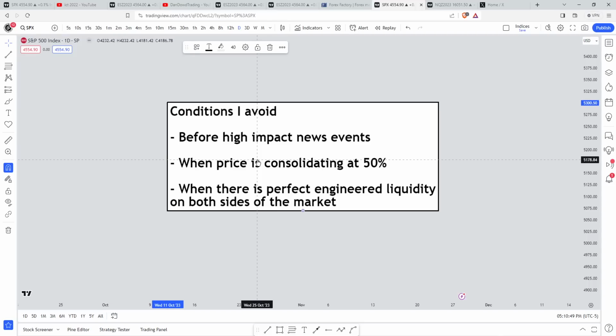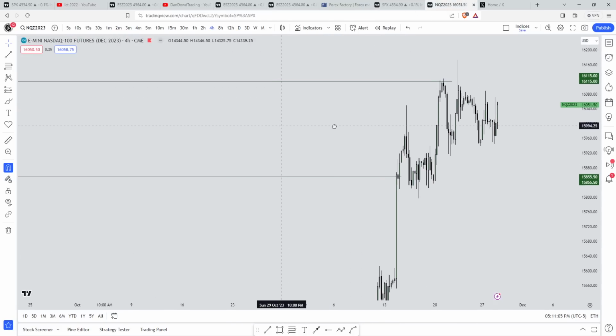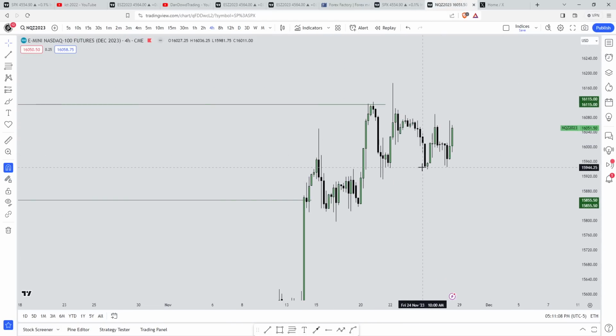It just makes it lower probability for this specific model in my experience. Another thing, when price returns back to 50% and starts consolidating, these are conditions that I avoid. Another thing, when it's perfectly creating engineered liquidity on both sides of the market, those are also conditions I avoid. Let's look at some examples of what that looks like.